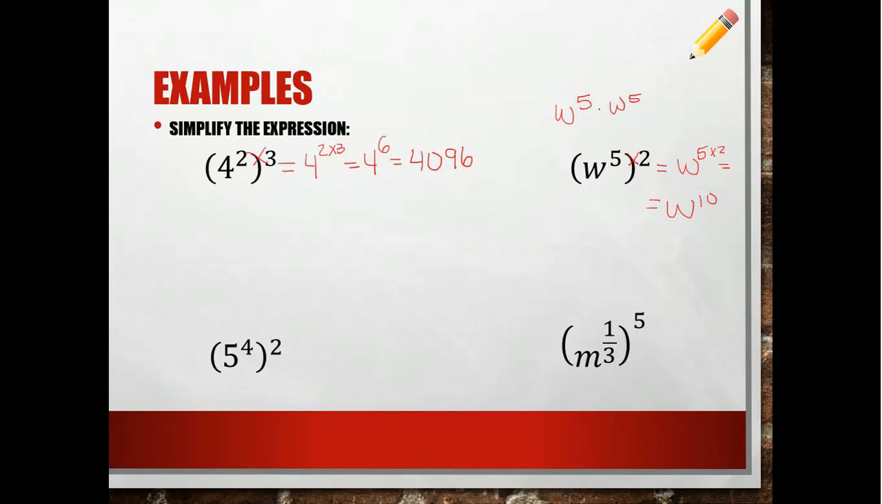5 to the 5th to the 2nd, multiply. So we're going to get 5 to the 10th. Now 5 to the 8th, which is not 40, it's a very big number. It's 390,625. Really large number. And then what if we have m to the 1/3 to the 5th? So basically what you're going to do is multiply. So 1/3 times 5 over 1. That's 5 over 3, right? So m to the 5/3 would be my final answer.